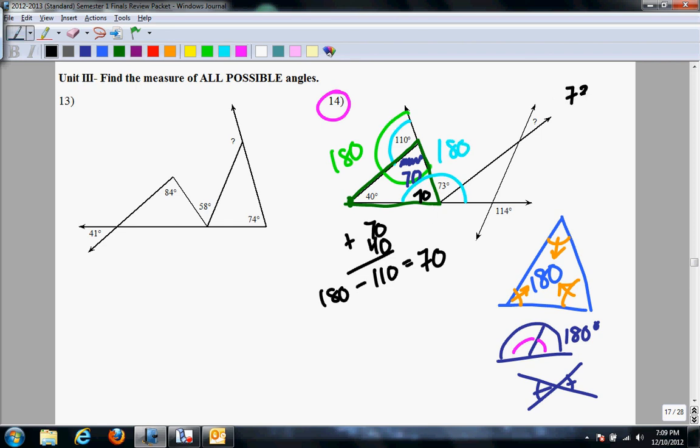So up here, 73 plus 70, excuse me, is 143. 180 minus 143 is 37. So that means this is 37. And now you can take it from there. You find the rest. Notice you have another pair of vertical angles, and you keep finding every possible angle using these three properties. Triangle adds up to 180, linear pairs, and vertical angles.